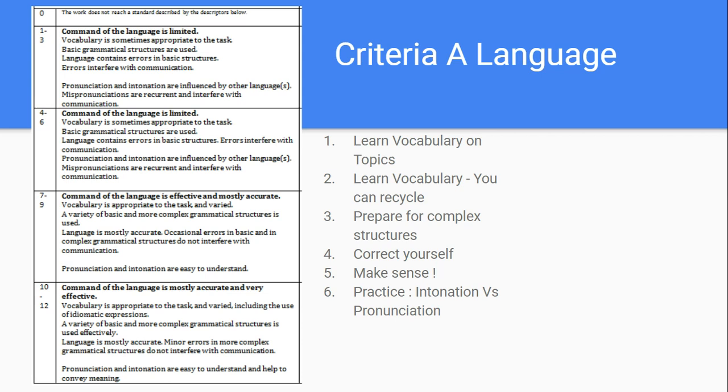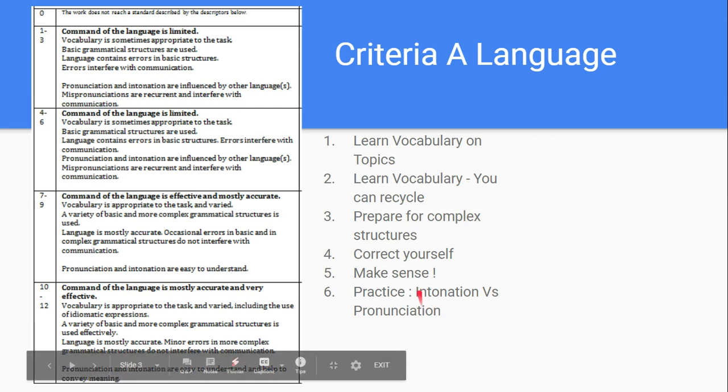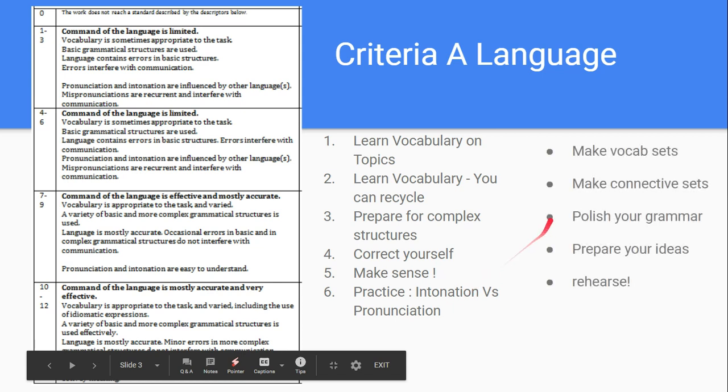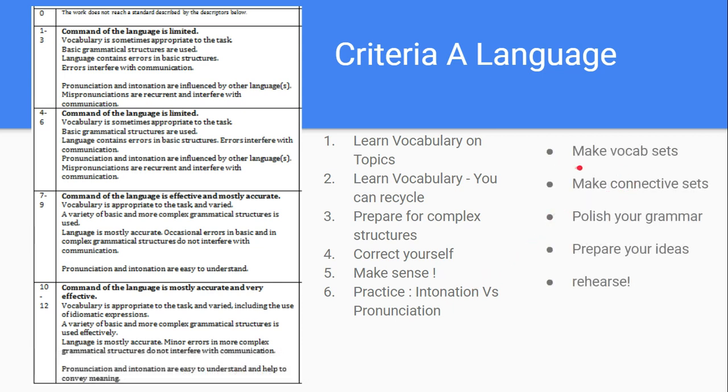But pronunciation, perhaps my French pronunciation sounds a little bit like that now, but my intonation is suitable for the language I'm trying to speak, which is English at the moment. Okay, so these two distinctions are quite important. I would give the following advice.